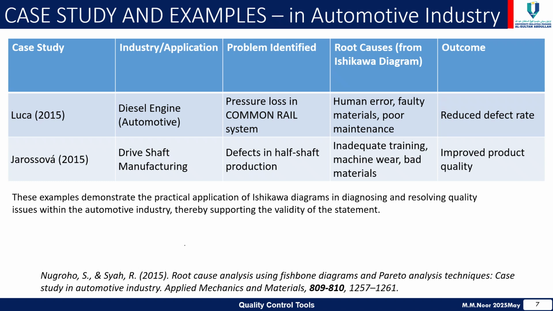So next we discuss Jarosova 2015, industry drive shaft manufacturing. The problem identified is defects in half shaft production. So from the Ishikawa diagram, they detect inadequate training, the machine way, and bad materials. So the outcome is to improve product quality.